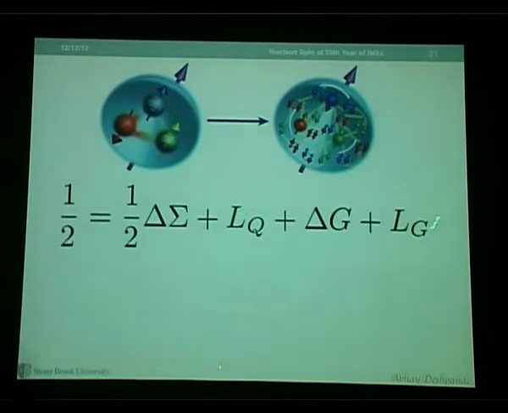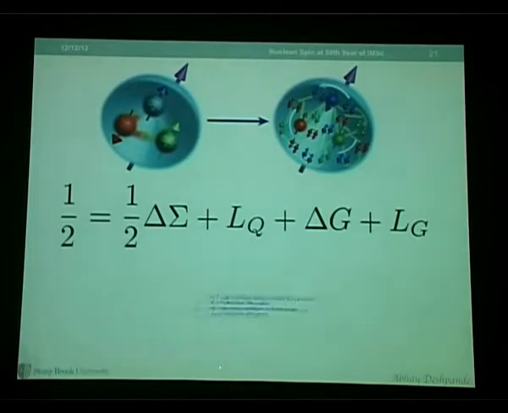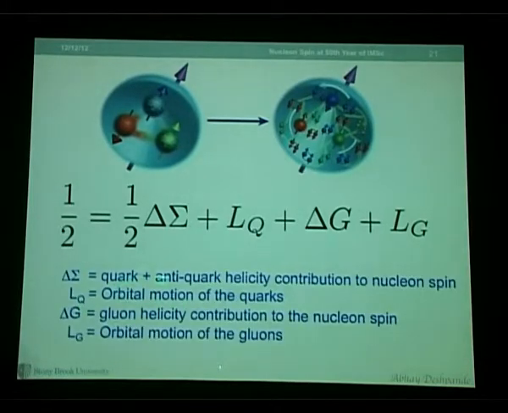But we also know now that the orbital motion of the quarks and the orbital motion of the glue cannot be ignored as well. How do we find out all of these components is something that is the current picture. So we have evolved our understanding of the nucleon spin from the early knowledge of just delta Q to what we think is the big picture. And these are the 4 components: quark anti-quark distributions, orbital motion of quarks, gluon helicity distribution, and orbital motion possibly of the glue.